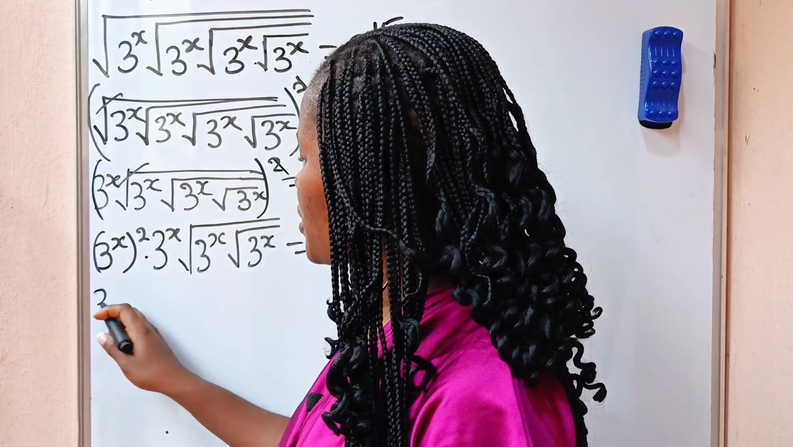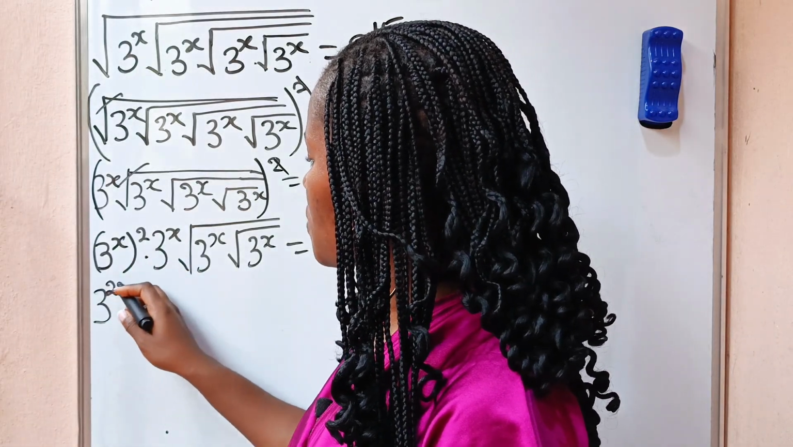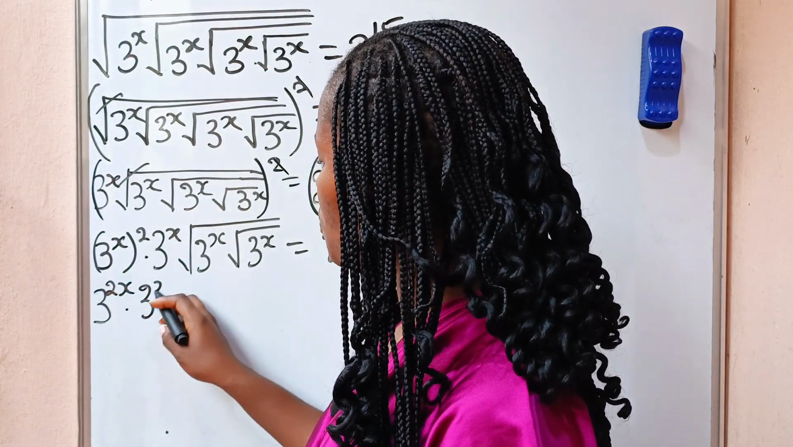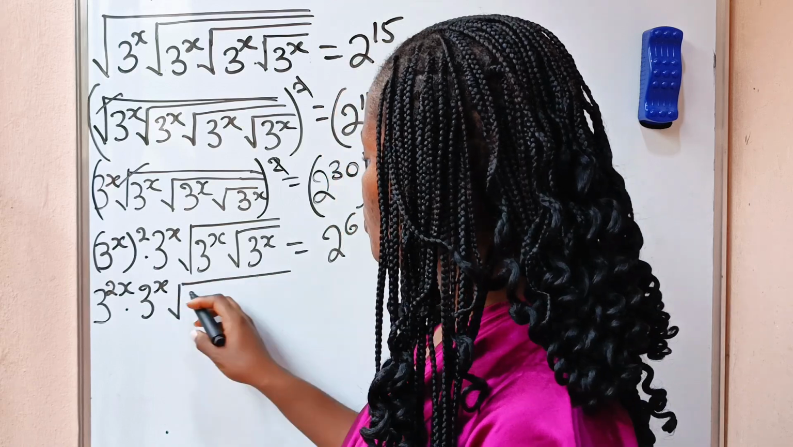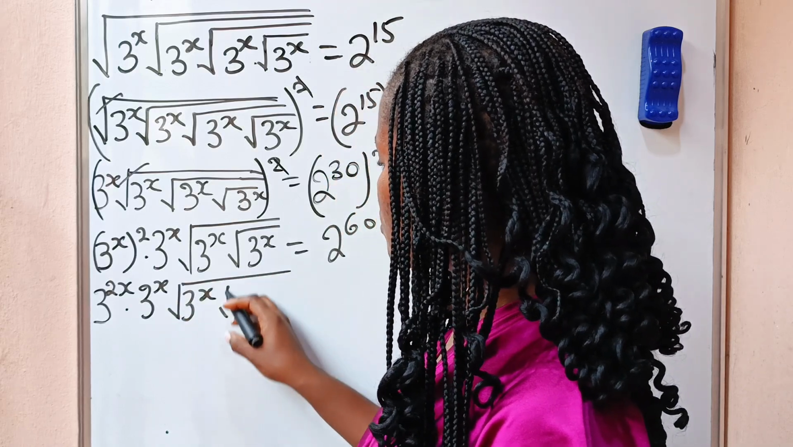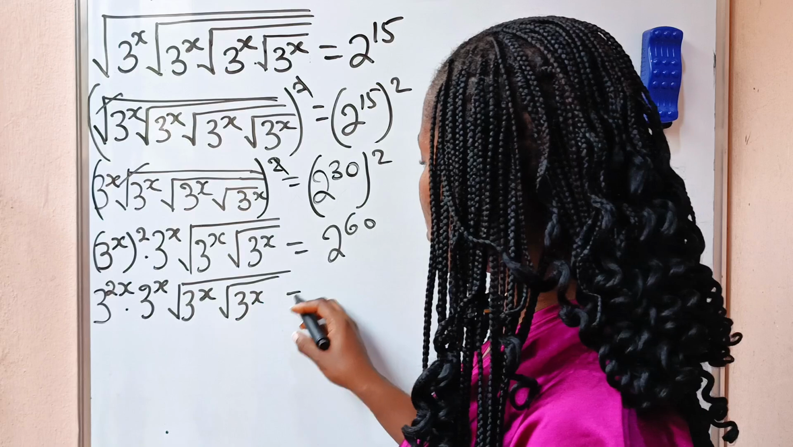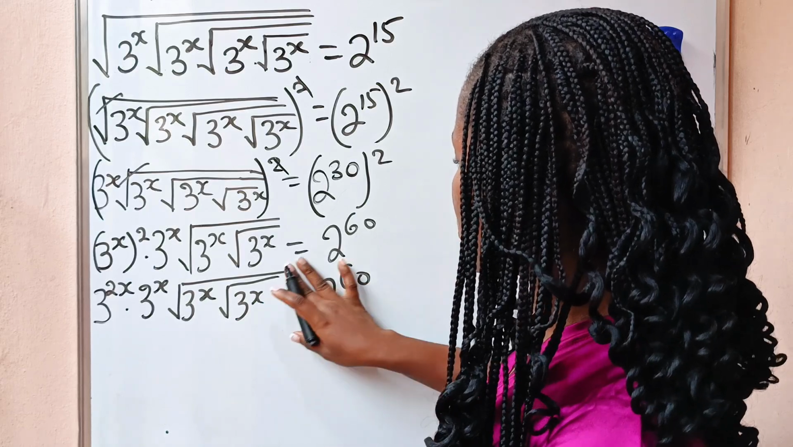Yes, now like I said, before we go further, what we have here is 3 to the power of x times 2, which is 2x, right? Multiplied by 3 to the power of x. Then we have root 3 to the power of x, is equal to 2 to the power of 60, okay?